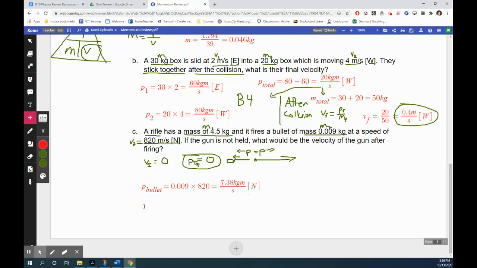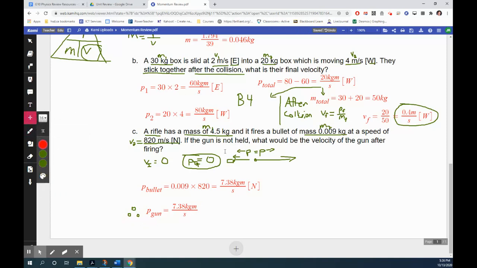And if that's the case, then that is also the momentum of the gun, because they have to match. They started at 0, and so they have to exactly cancel each other out. That's the rule of conservation of momentum. So 7.38 kilogram meters per second is the momentum of the gun as well. Therefore, the momentum of the gun is also the same thing.